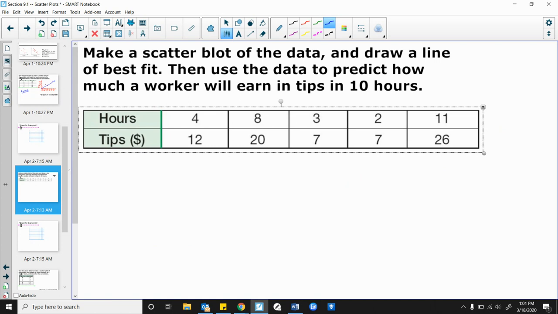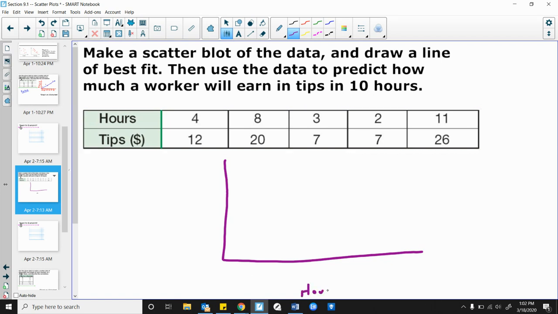Make a scatter plot of the data and draw a line of best fit. Again, I'm going to do exactly how we did it last time. I'm going to draw my L here. So I go down and I go over. Now for this, I'm going to put hours down here. I didn't do this on the last one, but I'm going to do this now. I want to label. Let's label this hours. And over here, we'll put tips.